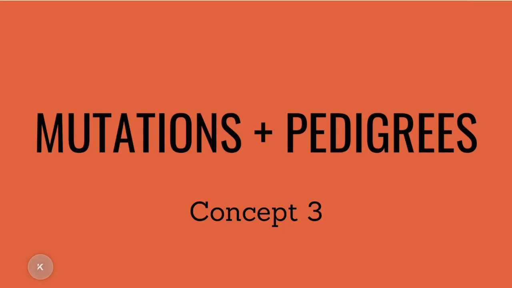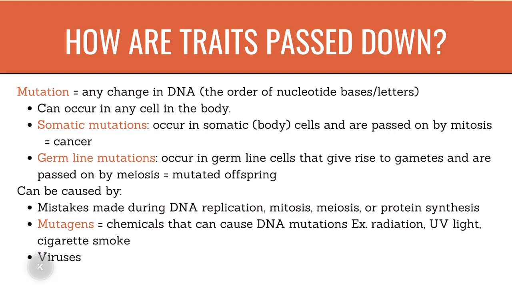Concept 3 in our heredity unit is all about mutations and pedigrees. So first we have to talk about how our traits pass down. We know that mutations are any change in DNA, which just means that it's changing the order of the nucleotide bases, aka like the letters in our DNA, the A's, the T's, the C's, and the G's. And this can occur in any cell of the body.